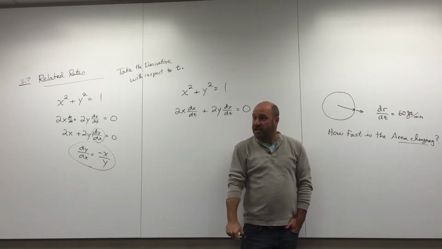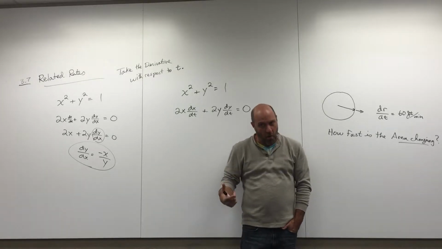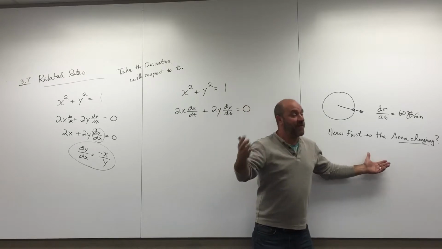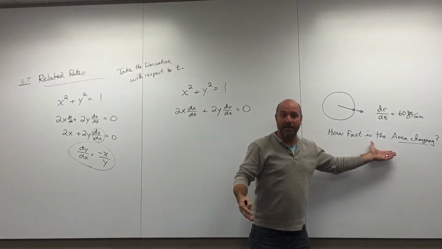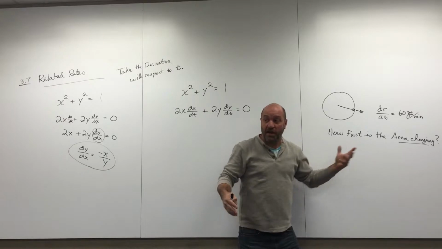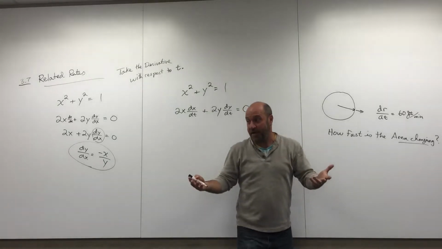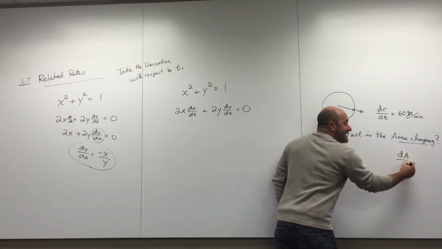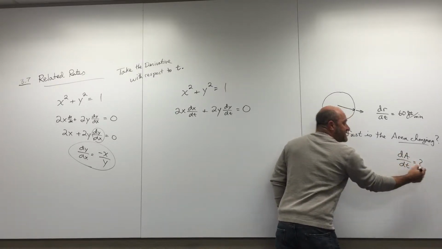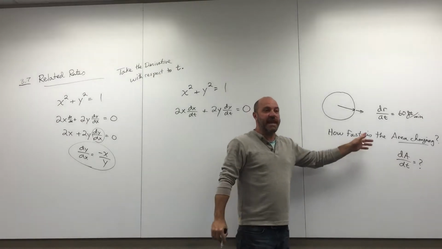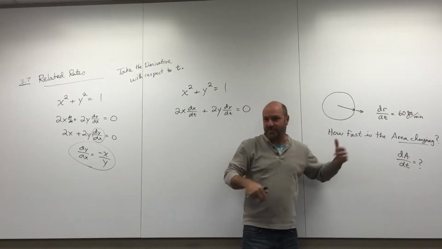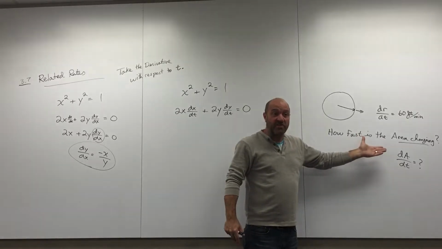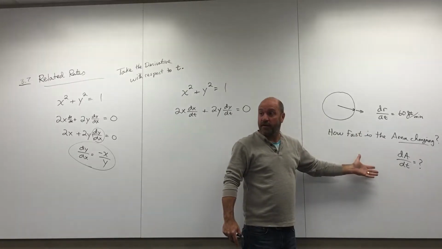Now listen, am I asking you for the area? No, I'm asking you for the rate of change of the area. You've got to be able to read that. And how do you write the rate of change of the area? dA/dt. That's what I'm asking for in this sentence: how fast is the area changing? Maybe I could have said with respect to time. But the rate of change of the area is what I'm asking for.